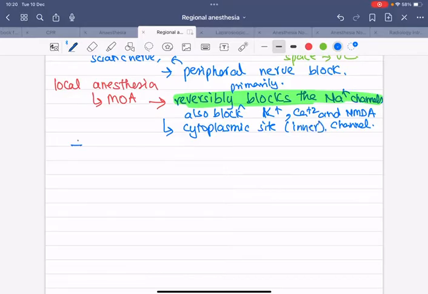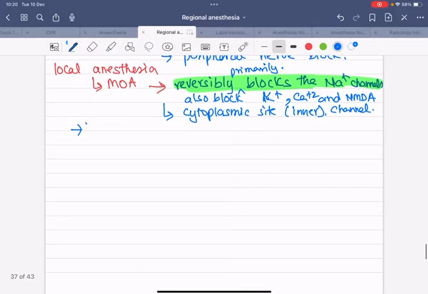And when they are blocking the sodium channel, please remember, the local anesthetic drugs always act on the active nerve fibers. So the action of local anesthetic drugs is based on active nerve fibers.